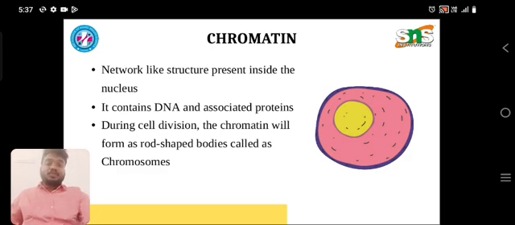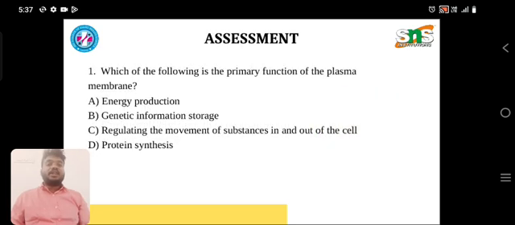So cells are the building blocks of life. Each organelle has a specific function. Proper coordination ensures cell survival.